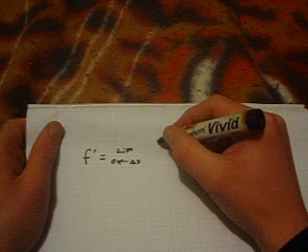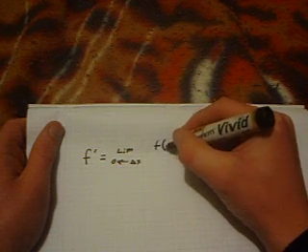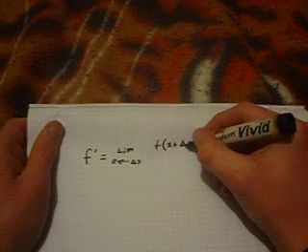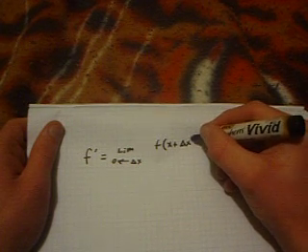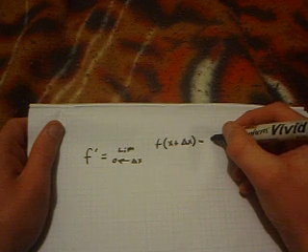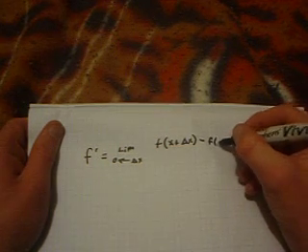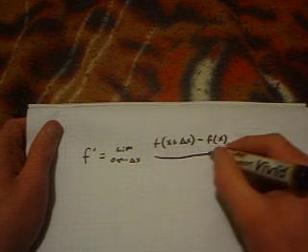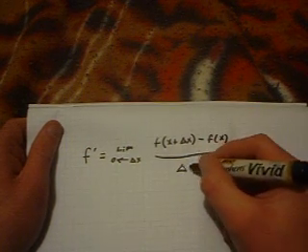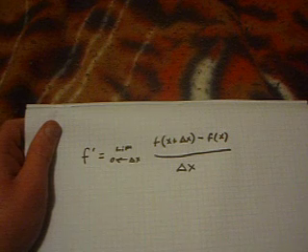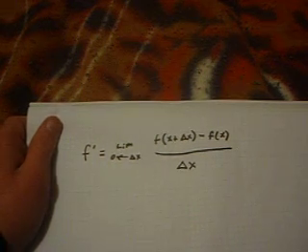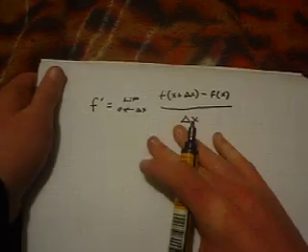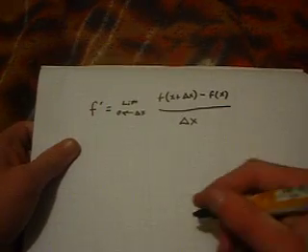of f of x plus delta x minus f of x, divided by delta x. That's complicated, right? Well, it's really not. Let's move the page up a little bit and we'll see how it works.